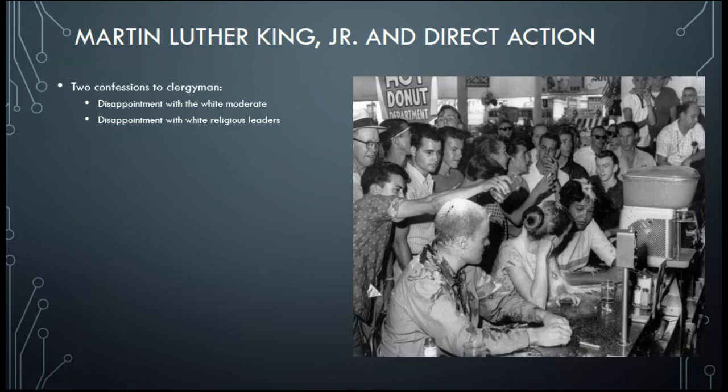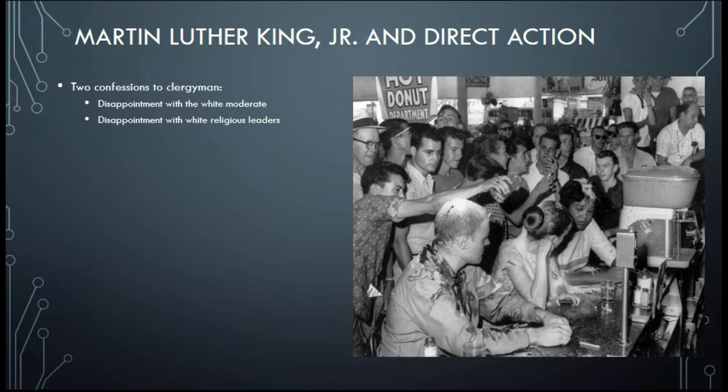And basically what he was arguing there is that the white moderate and the white religious leaders actually had more in common with the far-right conservative, pro-Jim Crow segregation Southern white people that you see in the photo on the right, who are reacting to civil rights protesters with violence.